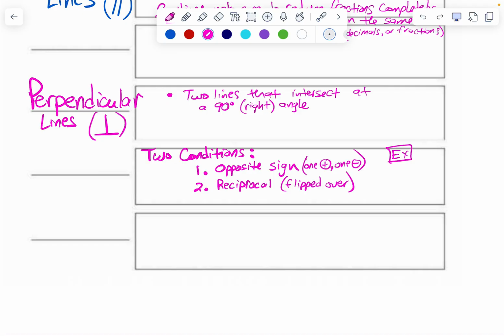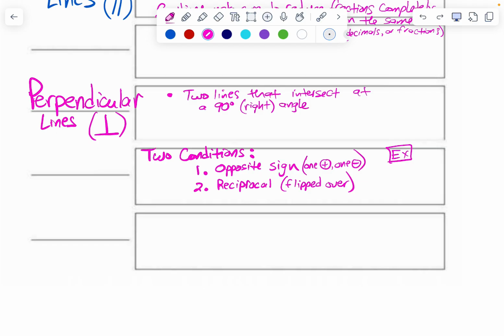So that's an easy thing to check. And then they also have to be the reciprocal, which means one is the flipped over version of the other. And sometimes that's hard to check. For example, if we say one slope is 0.25, well, it's hard to know what the reciprocal of 0.25 is, right? If you do it as a fraction, it's easy, but not as a decimal.